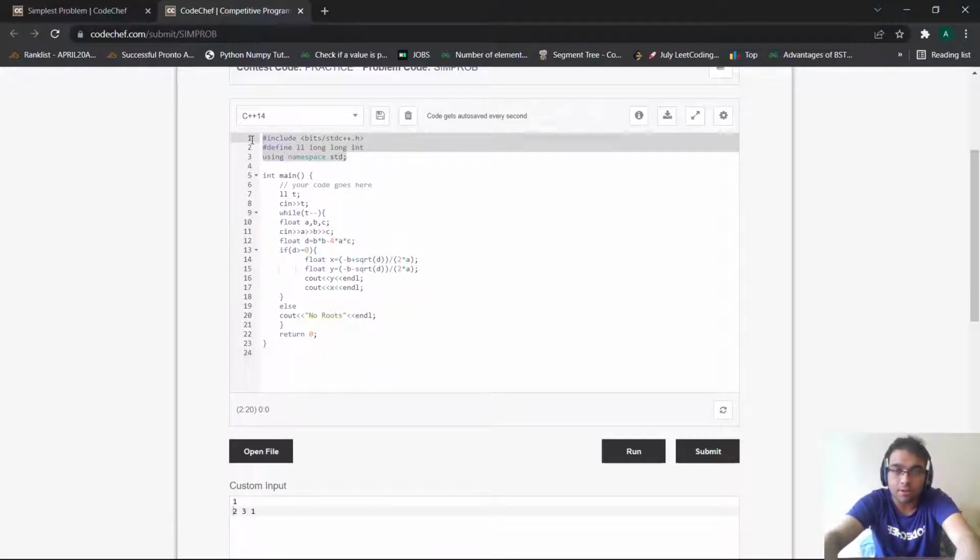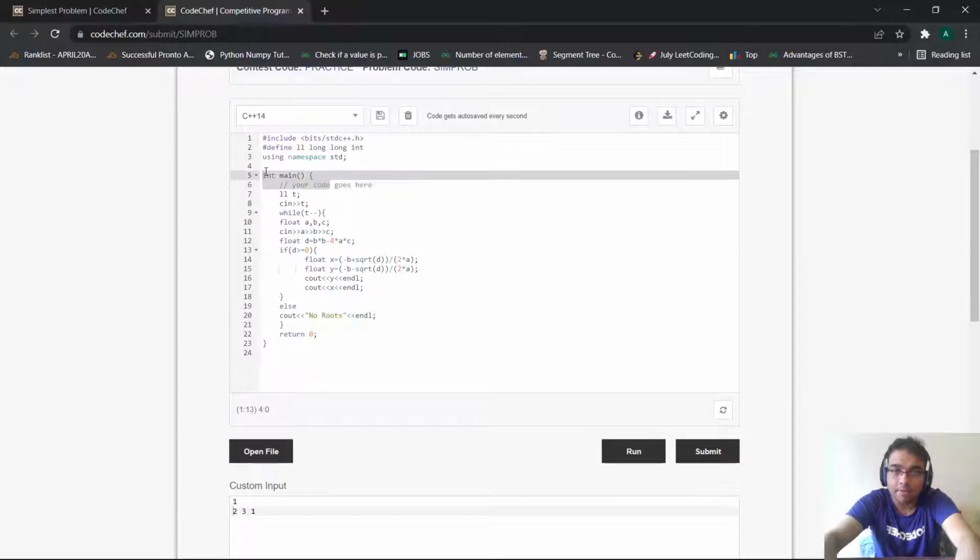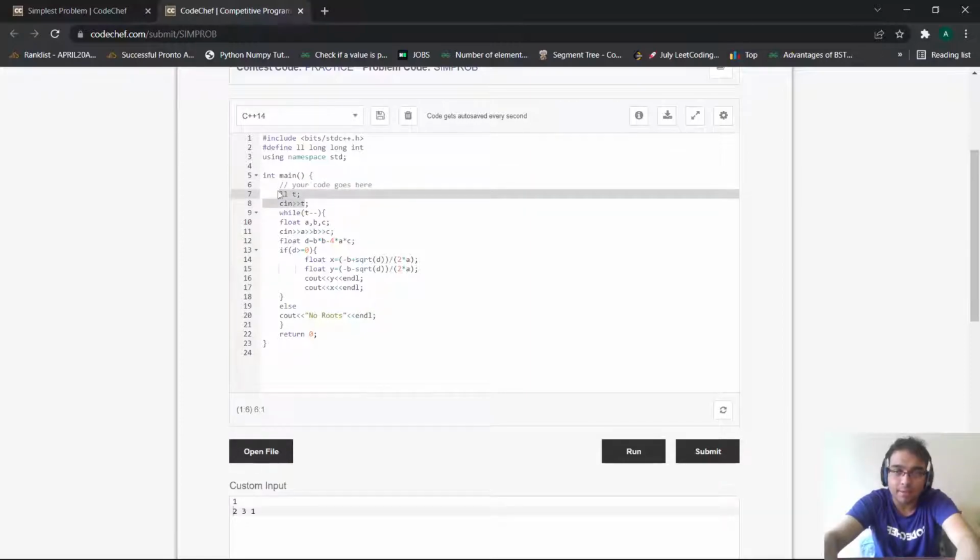Here we include all the necessary header files. In my main function, I input my t test cases and take the input according to the input format. For each test case, I initialize my variables a, b and c and take them as input according to the input format, which serves as the equation ax square plus bx plus c. Then I calculate the value of d, which is b square minus 4ac. If d is greater than or equal to 0, then as we discussed in the approach section, we proceed. Otherwise, we can simply print that there are no roots of this equation.